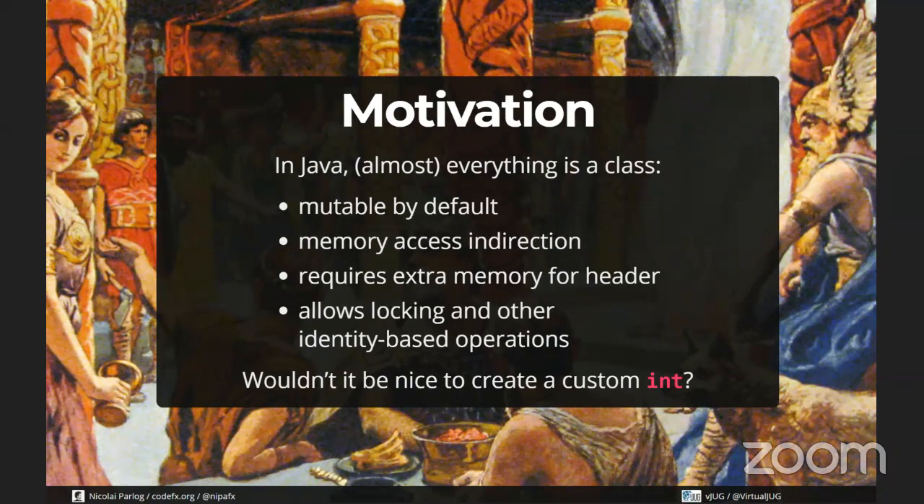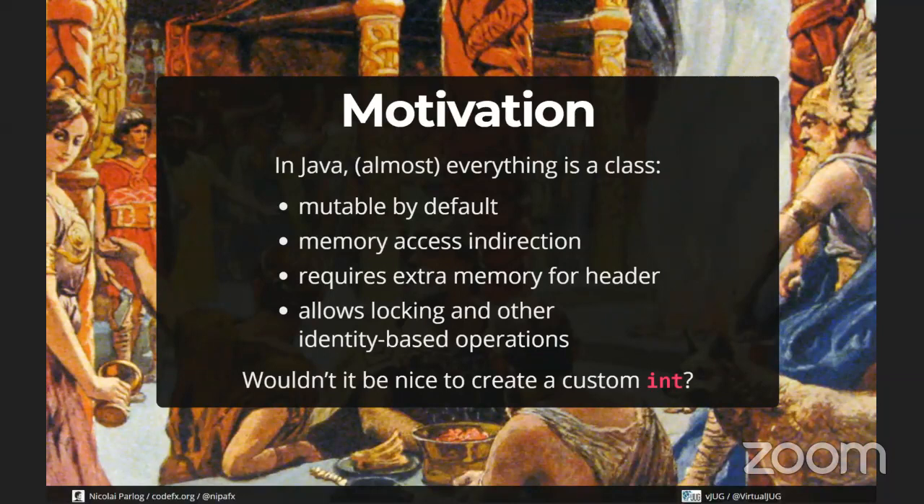And that means if everything is a class, then everything is mutable by default. You always have memory access indirection, right? If you have an array of ranges, as regular classes, what you really want is an array of ints: low, high, low, high, low, high. But what you actually get is an array of pointers to random locations on the heap that contain low, high. So that's the indirection. And because one range and another range might have the same low and high but are not identical, they are equal but not identical, you have to have identity. Identity for locking, for example, requires extra memory. And you can lock on everything.